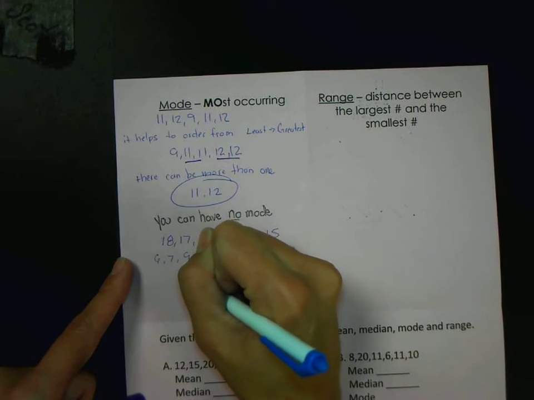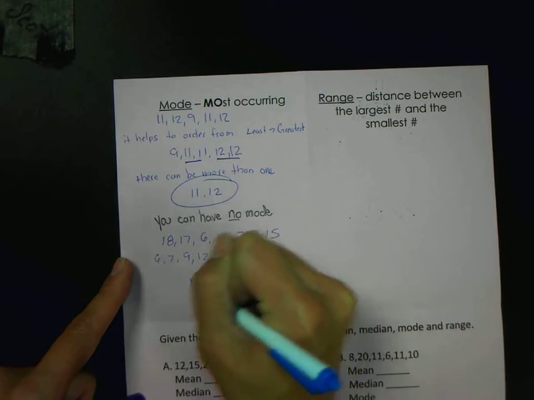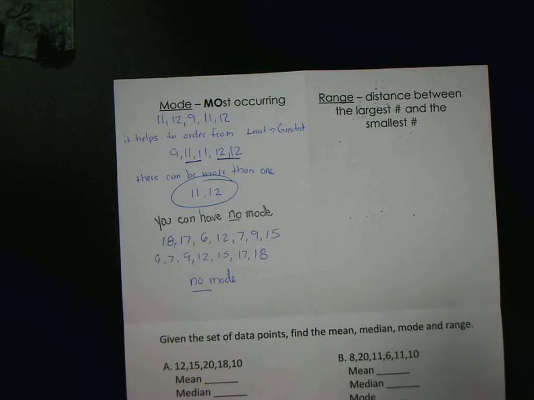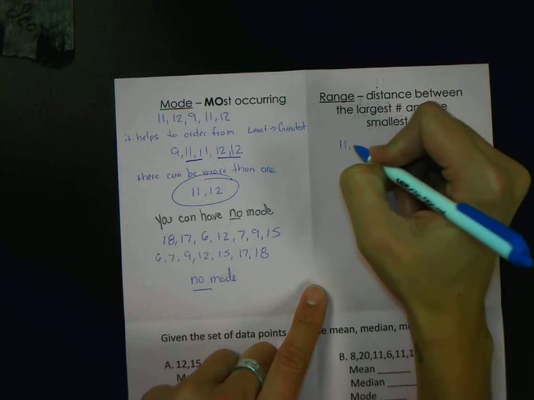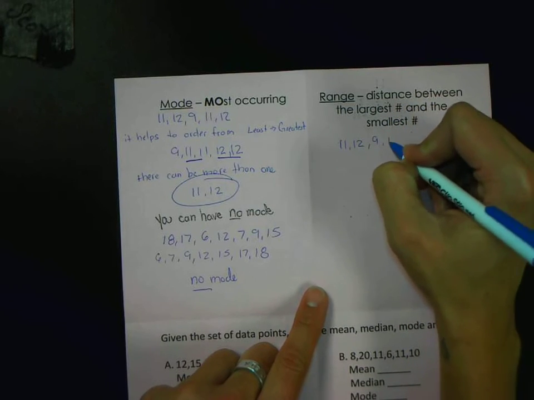All right, our last part of it, range, distance between the largest number and the smallest number. This is the easiest part, okay? So if we take our data set again, we have 11, 12, 9, 11, and 12, okay? We have 9 as our smallest number and 12 as our largest number, no matter which 12 we pick, okay?